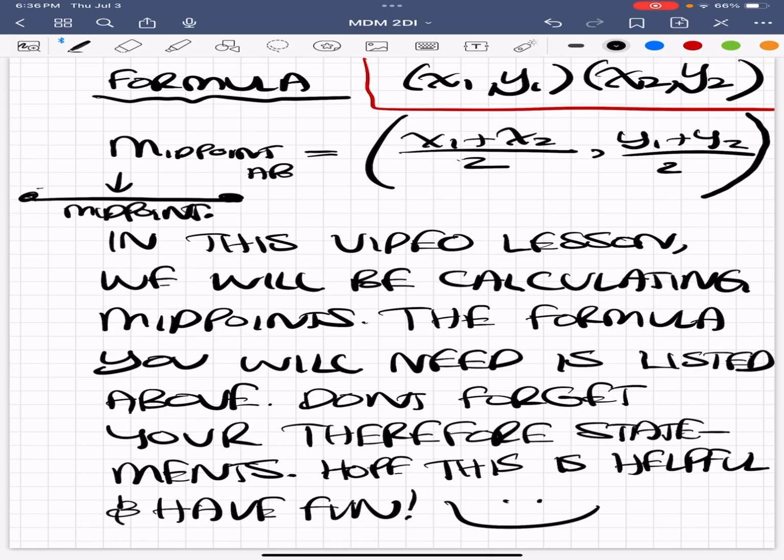So in this lesson, we will be calculating midpoints. And the formula you will need is listed above. So this is the formula. The formula you will need is listed above. Don't forget your therefore statements, and I hope this is very helpful, and I hope you have fun.